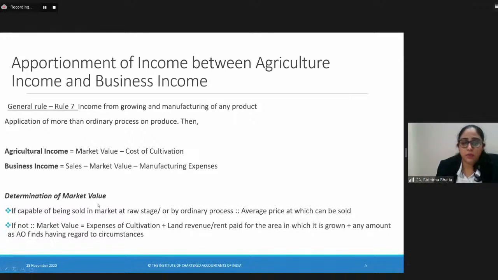Determination of market value, how will you determine? Simply, first it would be given in the question. If it is given in the question, you can take the average price, or you can do the cost plus profit method. Simple. Expenses of cultivation plus rent plus any amount which the AO finds, this will determine your market value.